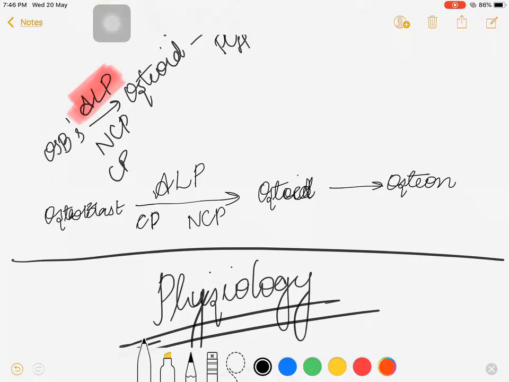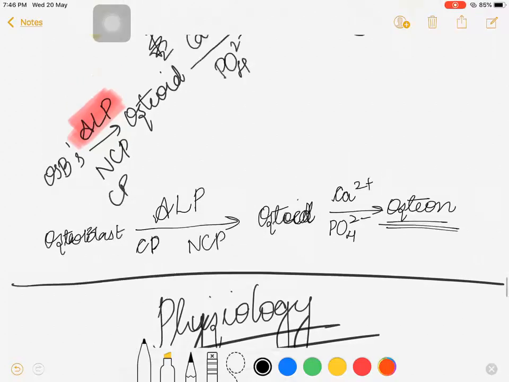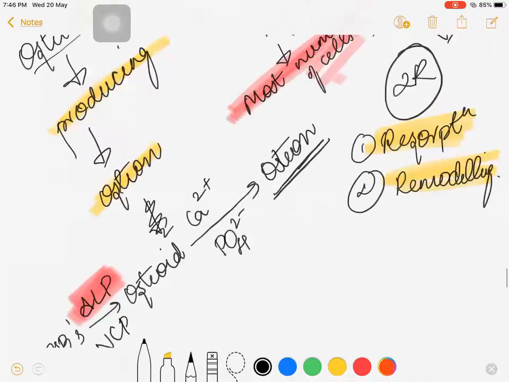Now what does osteoid do? Osteoid is the immature type of bone, very spongy bone. It has to become matured, and to become matured, it has to get calcified. What are the substances which help in calcification? Basically calcium and phosphate. Calcium and phosphate get accumulated in osteoid, and then it is going to produce osteon. That's how osteoblasts will produce osteon.